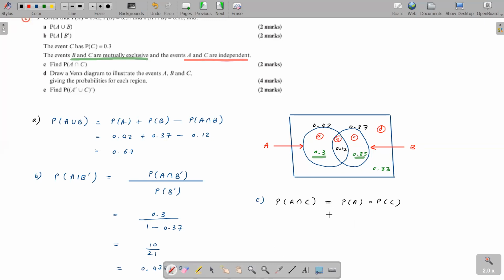All right. So this is a rule that you have learned previously, right? 0.42 is the probability of A. Probability C is given, right? Probability of C is 0.3. So you can easily find this. What's the answer?